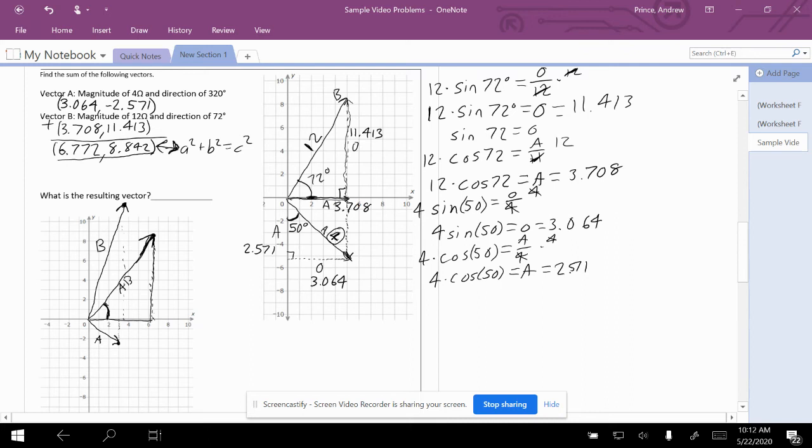Those are my sides. It doesn't really matter what order I put them in. They're the two sides of the triangle, so a plus b or b plus a. I'll just say the square root of 6.772 squared plus 8.842 squared. So that's going to give me a hypotenuse of 11.137. So that's my magnitude.